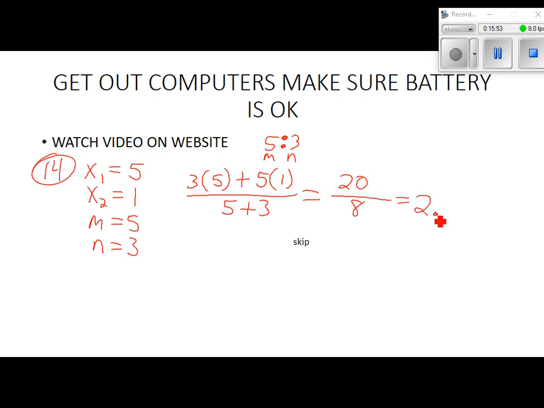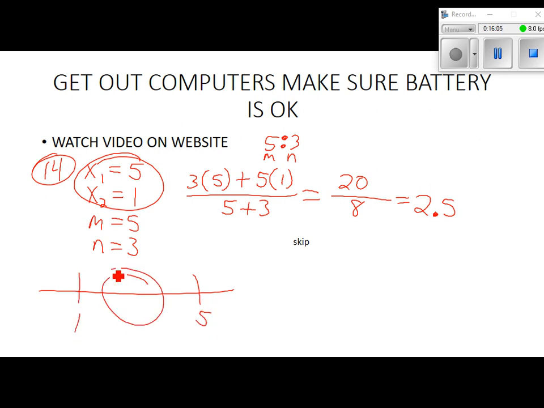2.5. Now, to make sure that our answer makes sense, these are our points. We started at 5. We went to 1. Is 2.5 in here somewhere? Yeah. So it would make sense. If we came up with 6, would that have worked? No, because that's outside where we were dealing with.